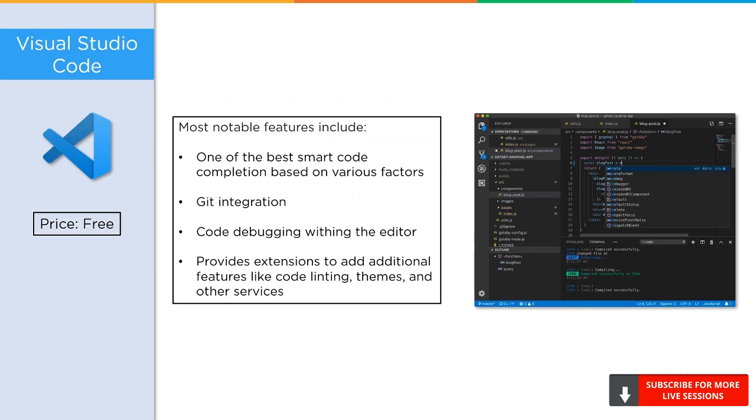You can work with Git as well as other SCM providers. You can also do code debugging with this editor. Visual Studio Code provides extensions to add additional features like code linting, themes, and other services. You can add extensions to create a Python development environment as per your need. It provides features such as intelligent code completion, linting for potential errors, debugging, unit testing, and so on. This is the reason why it is becoming the most popular amongst Python developers.